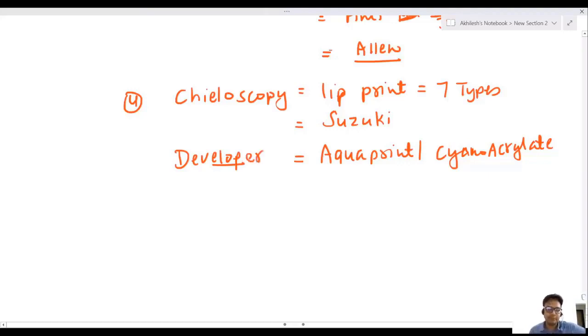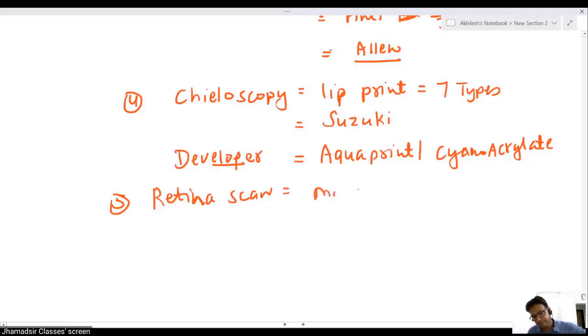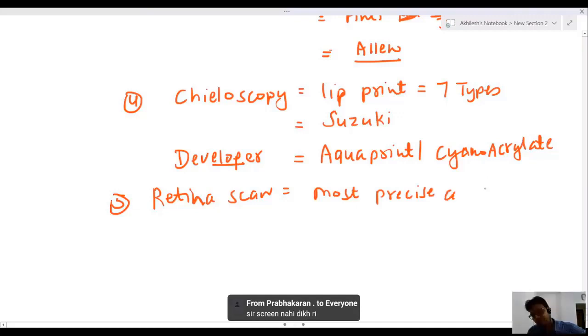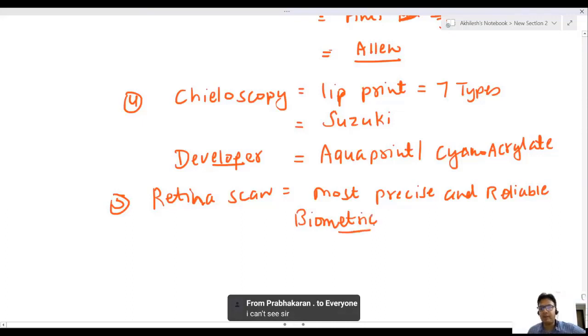Number 5, retina scan. Retina scan is the most precise and reliable biometric method.